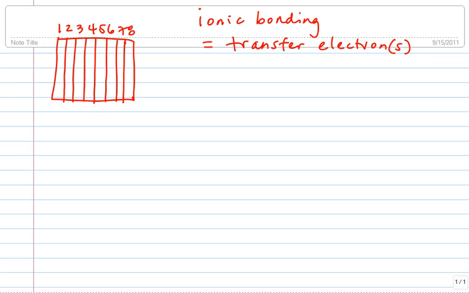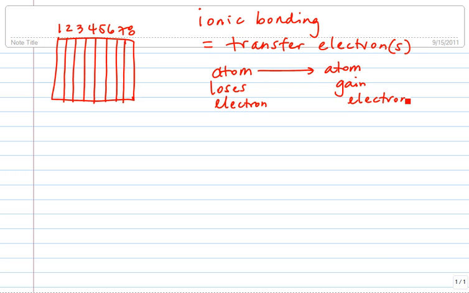Okay, so what is ionic bonding? Well, ionic bonding means that there is a transfer of electrons between atoms. And so one atom, for instance, might give up an electron and give it to another atom. So this atom we would say loses an electron. Sometimes it's more than one. And so this atom gains an electron, sometimes more than one, and electrons are negatively charged.